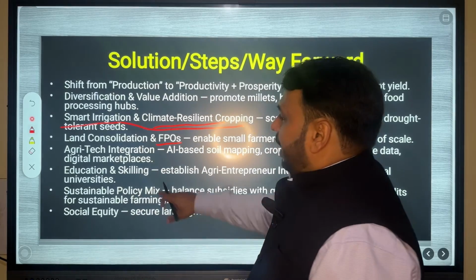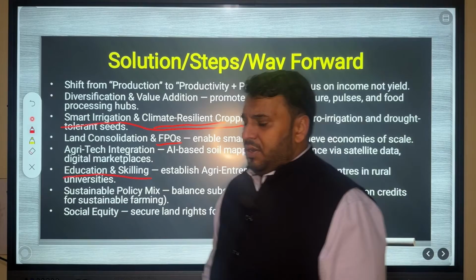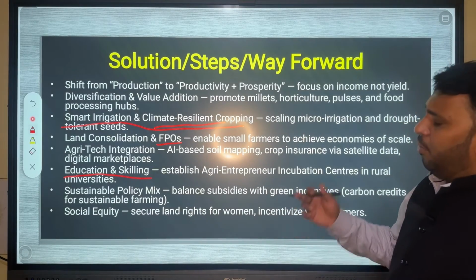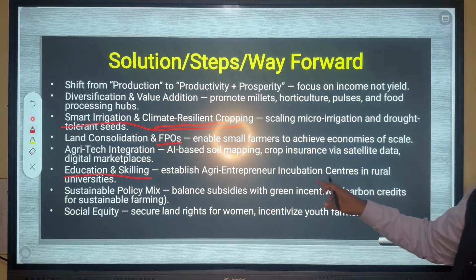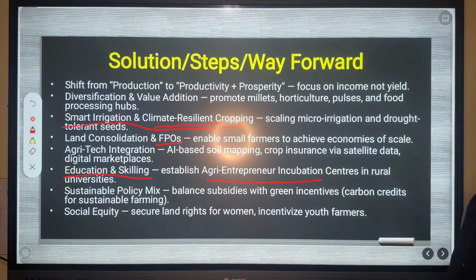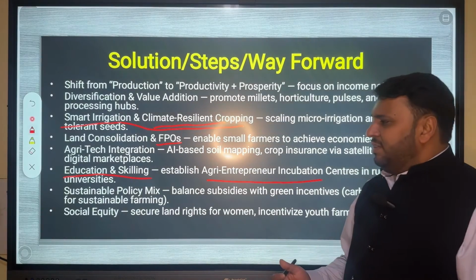Education and skilling is one area where we need to educate our farmers to use modern agriculture, modern technology, and establish entrepreneurship and entrepreneur incubation centers in rural areas.